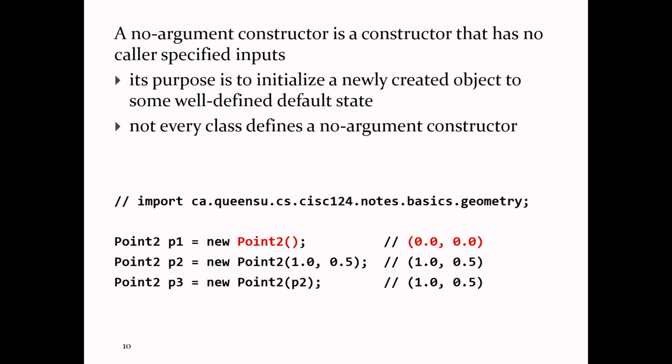A no-argument constructor is a constructor where the caller calls the constructor and passes in no information. Its purpose is to initialize a newly created object to some well-defined default state. Unlike malloc, which gives you back a chunk of memory where anything can be in memory, when you call new and then call a constructor, typically the object that's created gets set to some well-defined state. So if the caller doesn't specify the starting state, you can include a no-argument constructor in your class to return an object initialized to a default state. You don't have to, so not every class defines a no-argument constructor.